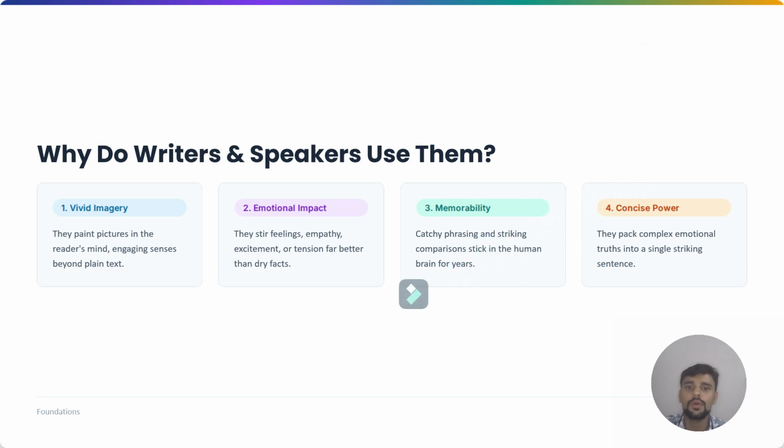Figures of speech also create emotional impact. Advertising uses this constantly. A company might not simply say, "Our product is reliable." Instead, it might position the product as your trusted companion. Now the product has been given a relationship with the customer. So figurative language is not just about literature. It is also about persuasion, branding, speeches, storytelling, and communication.